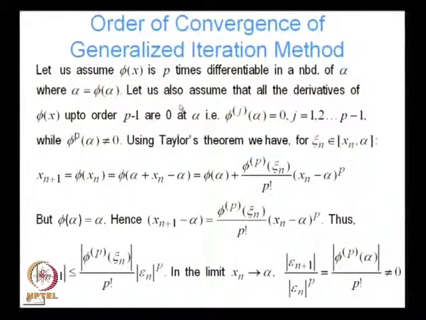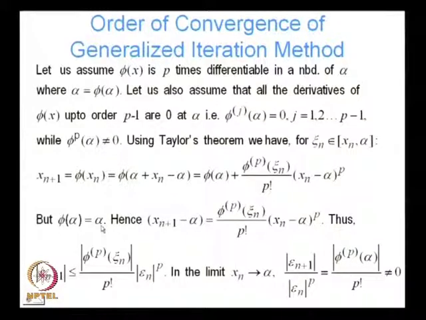But remember, what is our condition? Our condition is that all derivatives up to order p minus 1 are 0 at alpha. So all the p minus 1 derivatives vanish, because they are all 0 by our assumption, and then we are left with only the pth derivative. If we treat this as a remainder term in the Taylor series, we can cut off our Taylor series at that point and write it as the pth derivative of phi evaluated at xi n divided by factorial of p times x n minus alpha to the power p, where xi n belongs to this interval.